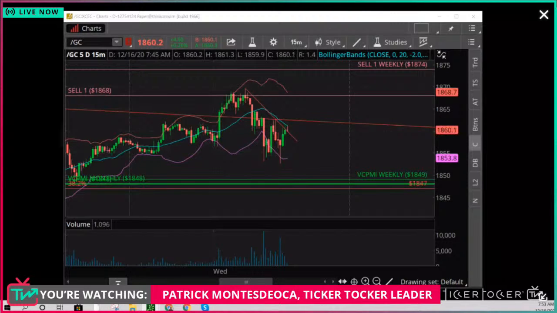What I'm recommending here, and what I'm doing for myself, as I said, is fading these rallies into ideally 1874. I'm not buying into the sentiment up here. I'm trading against this extremely bullish sentiment that you are seeing out there on the internet. And I am interested in buying the market as we come down to a fair value, ideally undervalued.